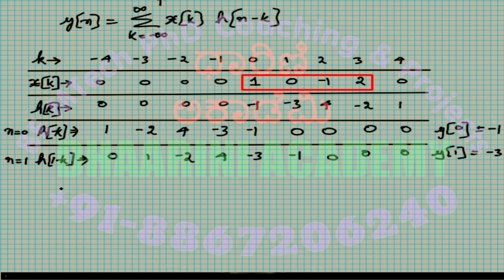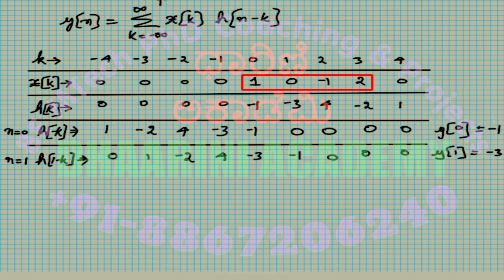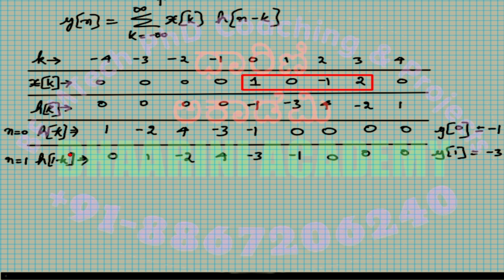Are you okay? Then I'll repeat. So you see, every time you get a new sequence, this needs to be multiplied with x of k because now you see I have n is equal to 1. So x of k into h of 1 minus k, correct? Where is h of 1 minus k? That is this signal, right? Now multiply this signal with the x of k. X of k is this row.